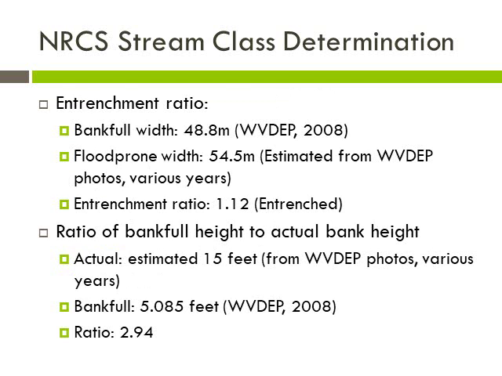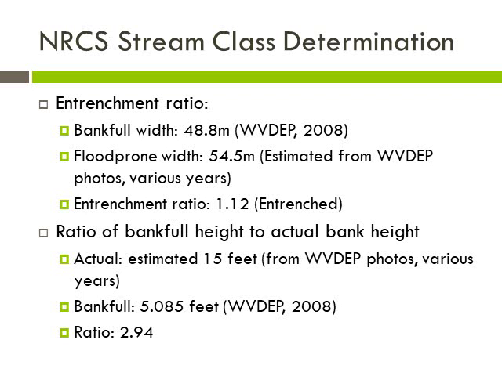So to calculate the entrenchment ratio, I used the bank full width that the Department of Environmental Protection determined in 2008, and I estimated a flood-prone width just based on what the pictures looked like. So the entrenchment ratio came out as entrenched at 1.12.